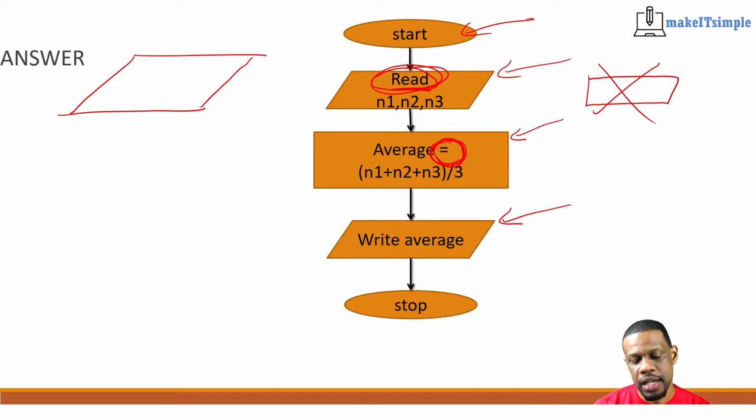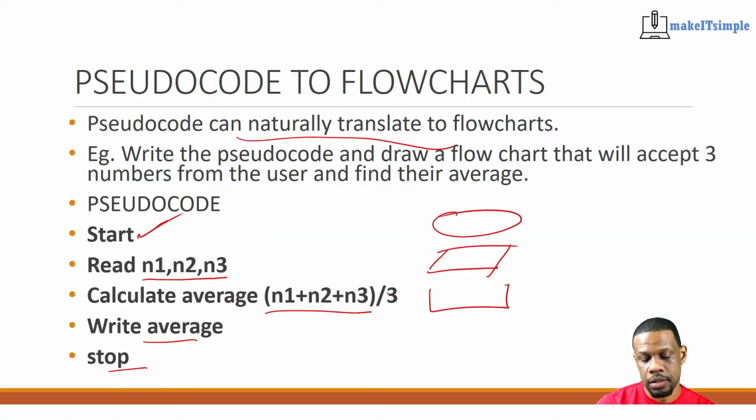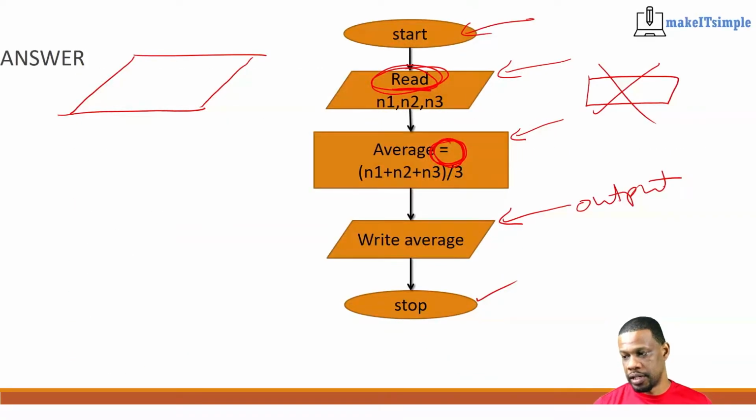And then write average, which is our output. So our output is going to be a parallelogram, because inputs and outputs go in a parallelogram. And then stop is an oval, because that's the rules. That's what they said. They gave us the 4 shapes. They gave us the arrows. That's how you draw a flowchart. So this is the question. Start, oval. Read, parallelogram. Calculate, rectangle. Write, parallelogram. Stop, oval. It literally comes out like this, and you're good to go.